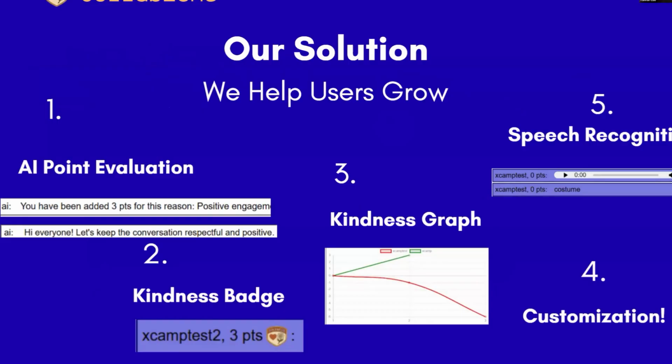Gamification is through an AI point evaluation system that assigns points based on the AI's evaluation of the chat messages. Whenever this happens, it also inputs a message into the chat so that everyone will learn how to collaborate better. 2 is kindness badges, which allow users to recognize each other for kind acts. 3 is a kindness graph that allows users to see how their kindness points have changed over time. 4 is customization, which allows users to set passwords and usernames. 5 is speech recognition, which lets users do speech and text, which is very efficient.